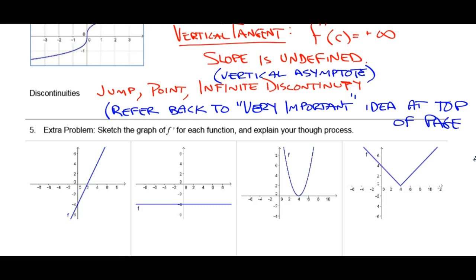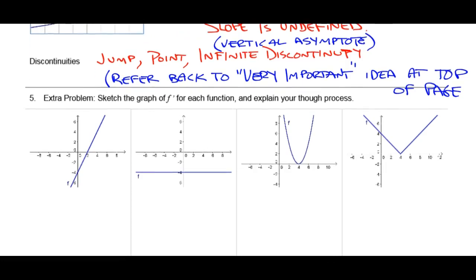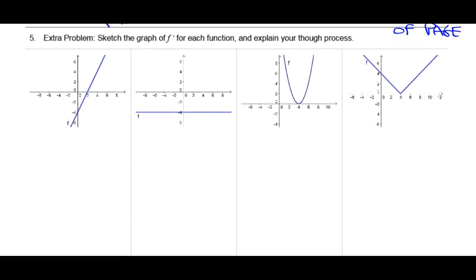Okay, next thing we're going to do, this is an extra problem. I would like you to graph f prime for each of the functions below. There are 4 of them, 1, 2, 3, and 4. And then when you graph f prime, I want you to explain your thought process to me.